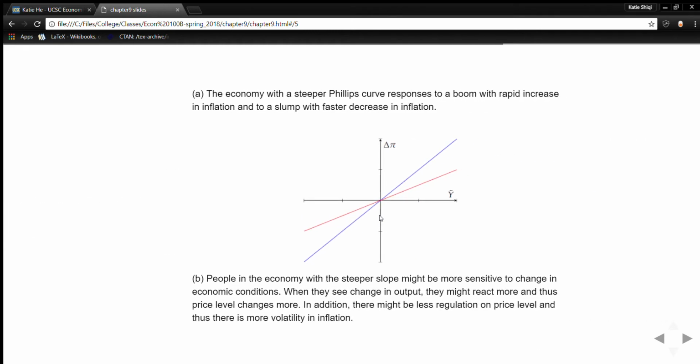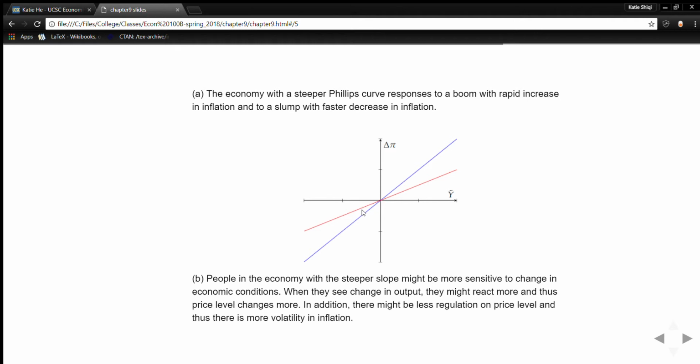Okay, so here I have a graph with two Phillips curves. The blue line is the steeper Phillips curve and the red line is the flatter Phillips curve. We're trying to understand what happens to the inflation rate when we have a change in output, and how that will be different in the blue line and in the red line. So imagine we start out right here, where we have a positive y tilde, so the economy is booming. However, we experience a negative shock and we're all of a sudden in recession and we're all the way out here on the left hand side of the graph.